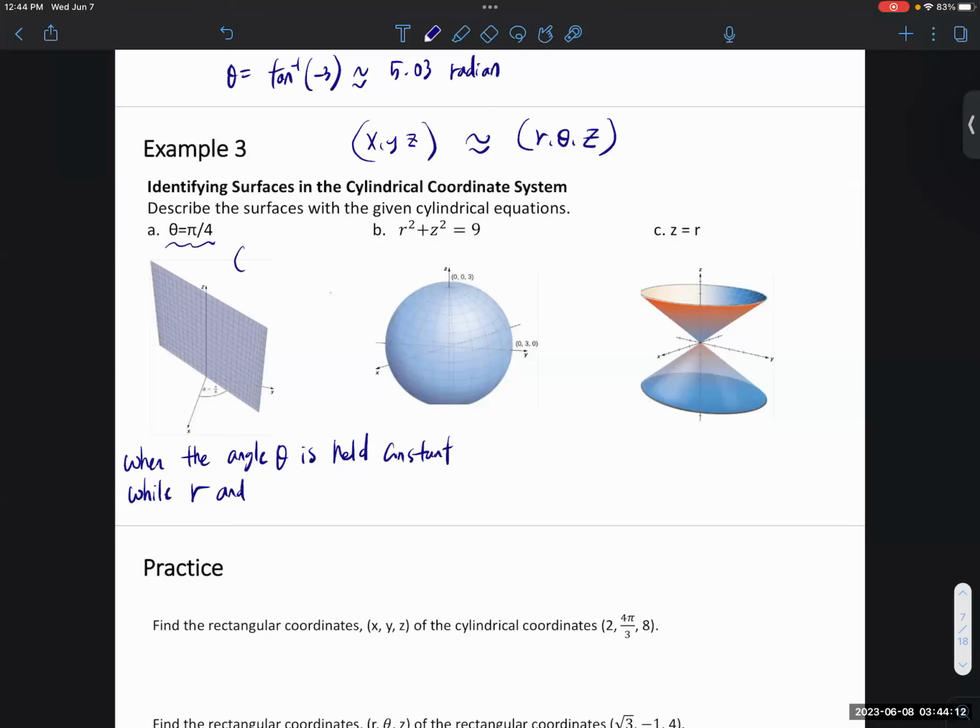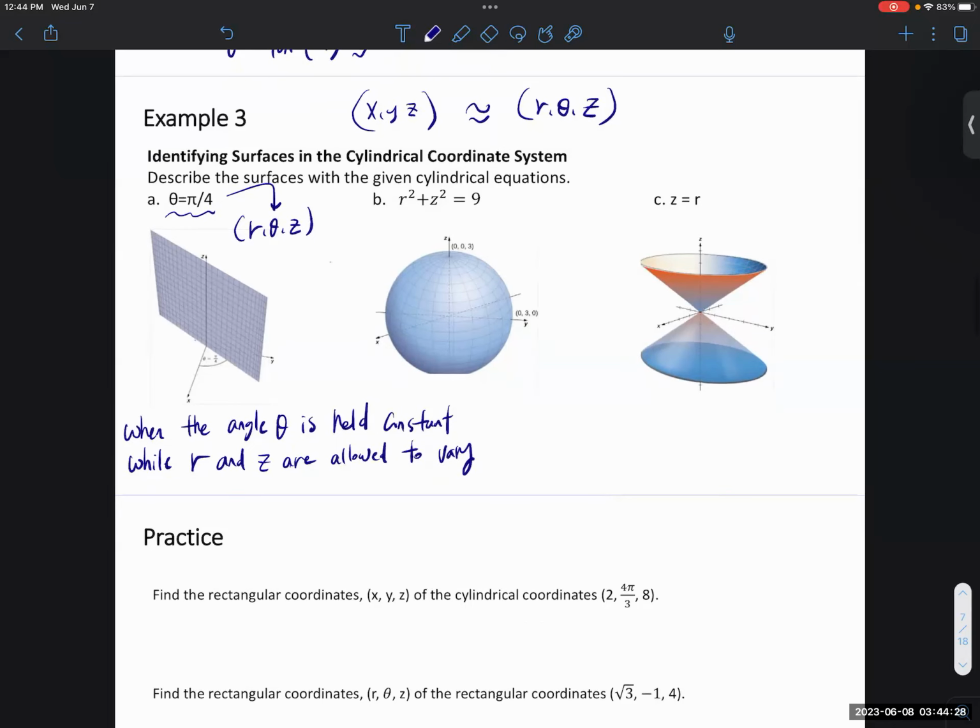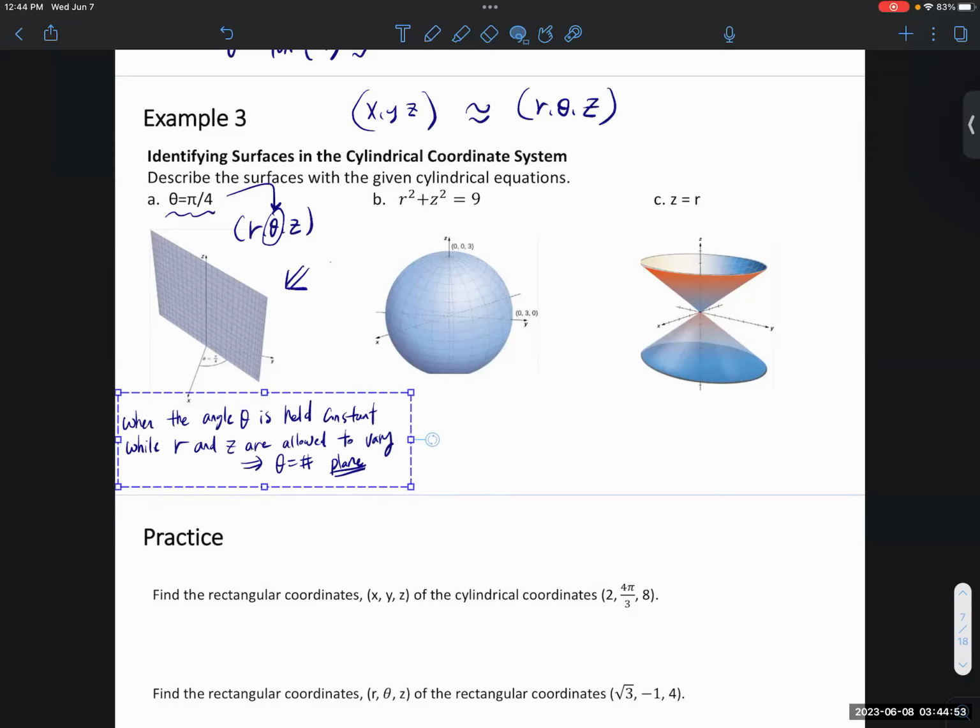while r and z vary. So this is r, theta, z. The theta is given as pi over 4. We don't know what r and z are. So r and z are allowed to vary. It could be any number. So if you have only the angle, it doesn't matter, x, y, r and z could be any number. It could be a smaller radius, it could be a larger radius, but you will find a plane anyway. So theta equal to some number, you will find a plane, which looks like this. We are just observing what that means. Theta is given, you will find a plane.